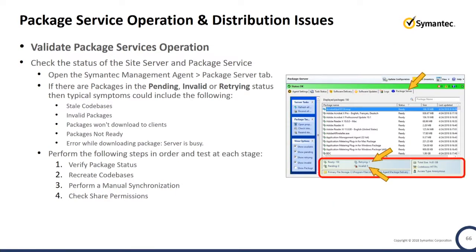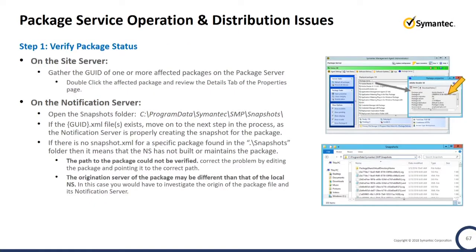All right, so at this point, if you've eliminated problems with the site server itself or the package server itself, you might start going and looking at how it's operating, right? So if it's an operation issue where it's not getting packages or they're invalid, you might have stale code bases, packages not ready in the console, right? You would go through a 4-step process. You verify the package status, you can recreate the code bases if you need to, perform a manual synchronization, failing that, and at the worst case, it would be checking your permissions on the package servers. Okay, we go into a lot more detail on that for each of those steps.